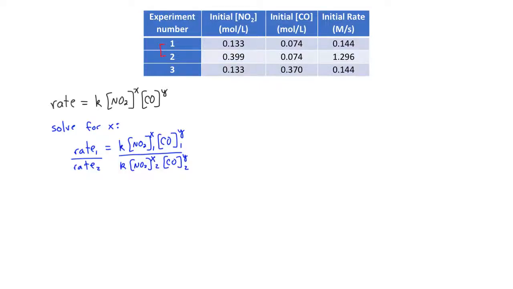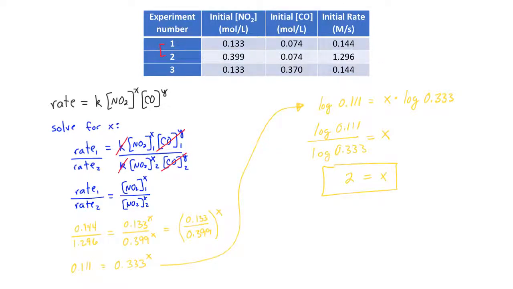The next step is to write rate 1 over rate 2, like is shown here. When we do that, we can immediately cross out the rate constants because they are constants, so they stay the same between the two experiments. The other thing that is the same is the concentration of CO, so we cross that out as well. Now we just plug in the variables and solve for x. After using some algebra, we see that x is equal to 2.